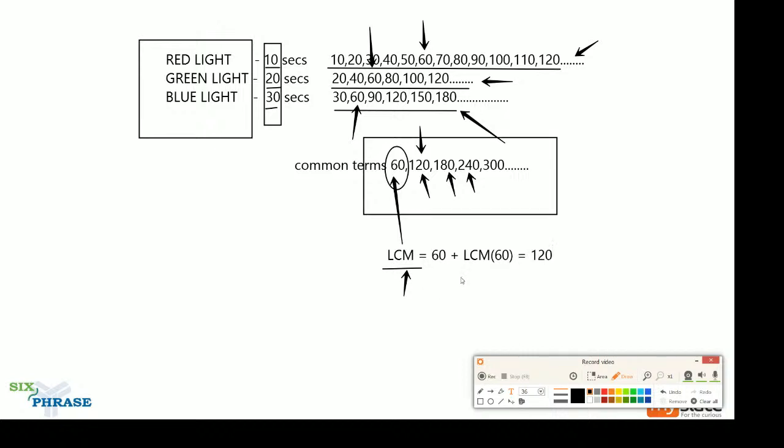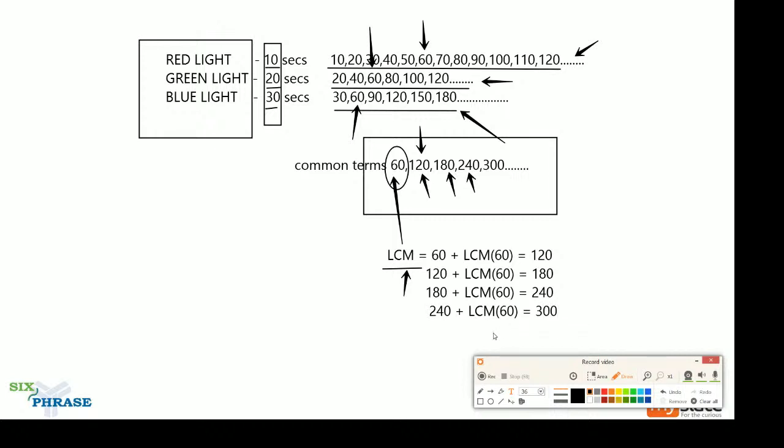To get the next number, you should add 120 plus LCM. To get the next number which is divisible by all the three numbers, you should add 60. Again, to get the next number which is divisible by all the three numbers, you add the LCM, and you will get 240. And I'll just do it one more time. To get the next number, you will do 240 plus LCM 60, which will give you 300.